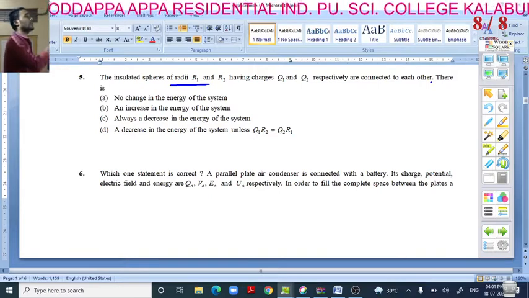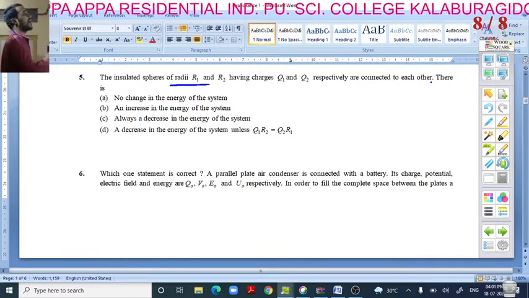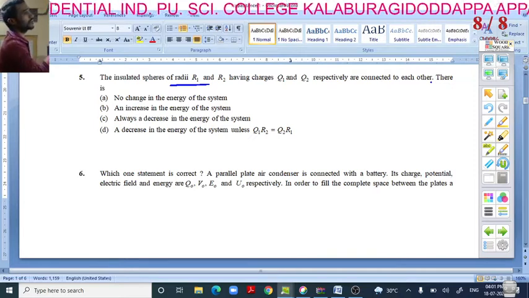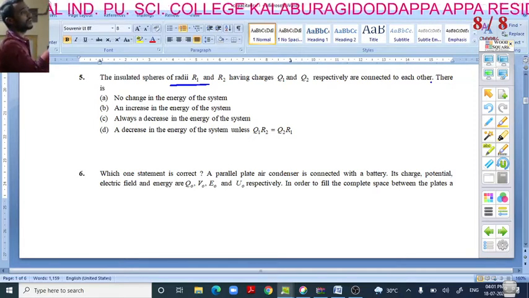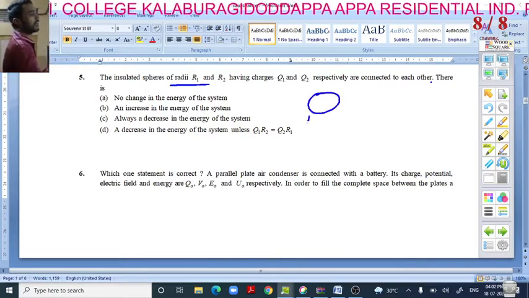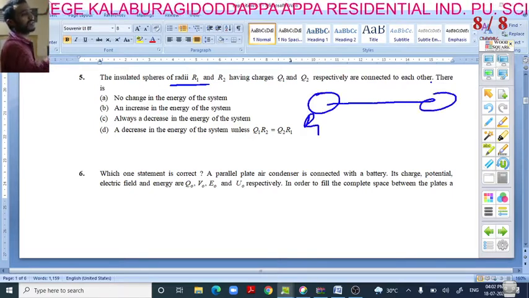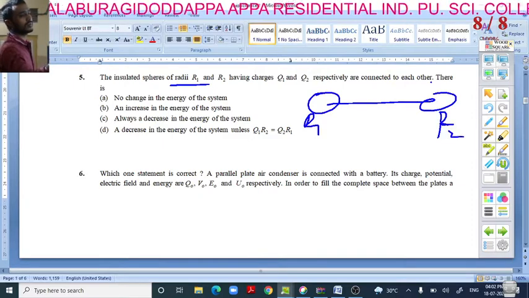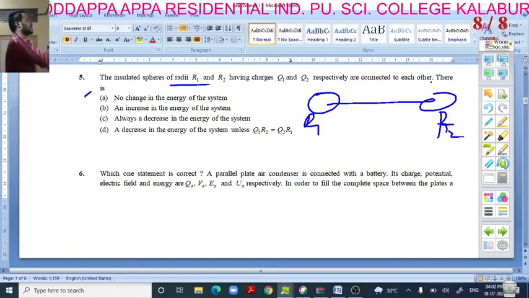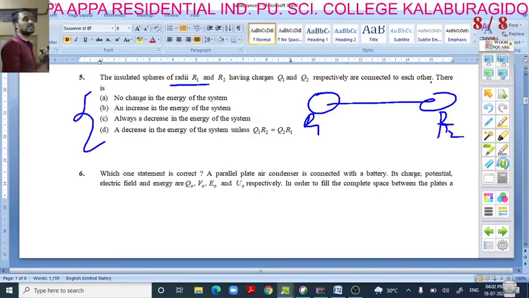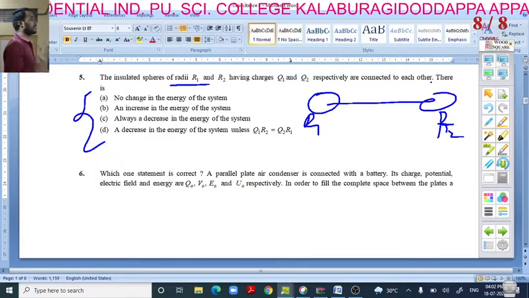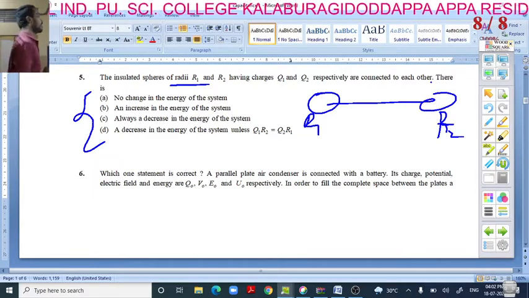Anyhow, insulated spheres of radii R1, R2 and having charges Q1, Q2 respectively are connected to each other. This is R1, this is R2. So they are connected to each other. Some options he has given: which statement is correct for the given situation, right? Here we have to analyze. All the possibilities are there.